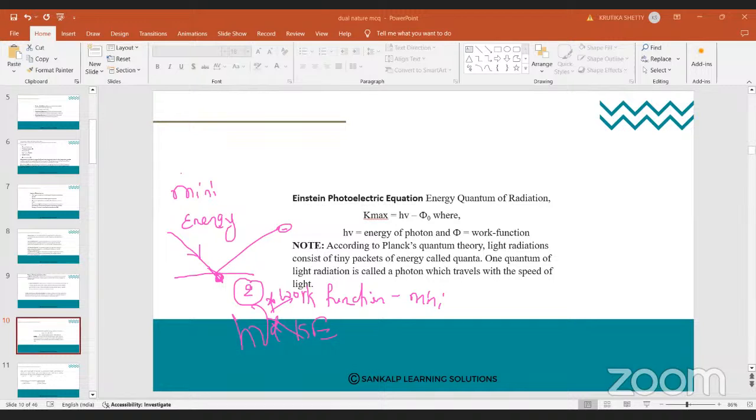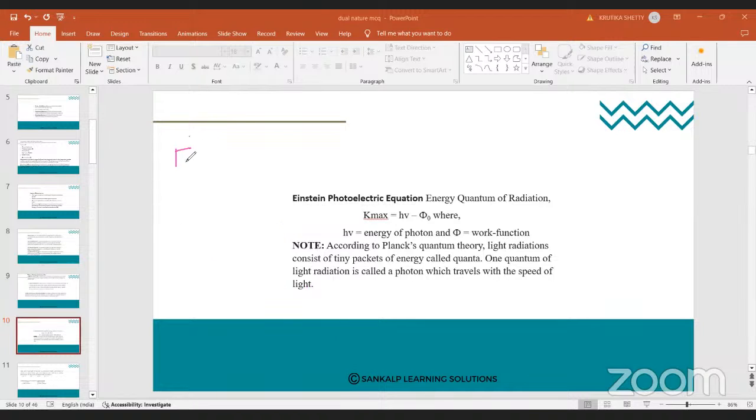Yes, so did you understand or not? So therefore, what can we write here? Whatever the energy given by the photon is, that is equal to work function plus kinetic energy. We can write it, students.